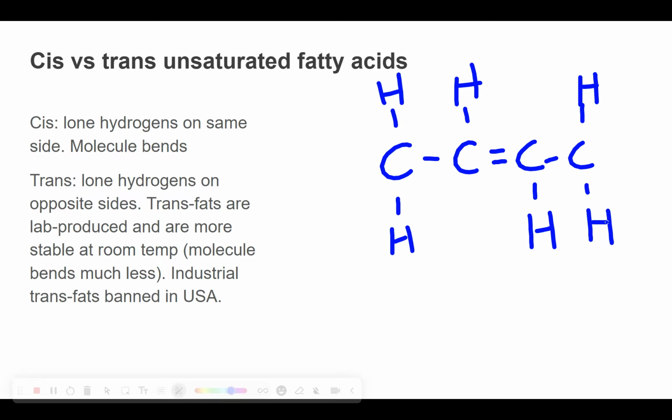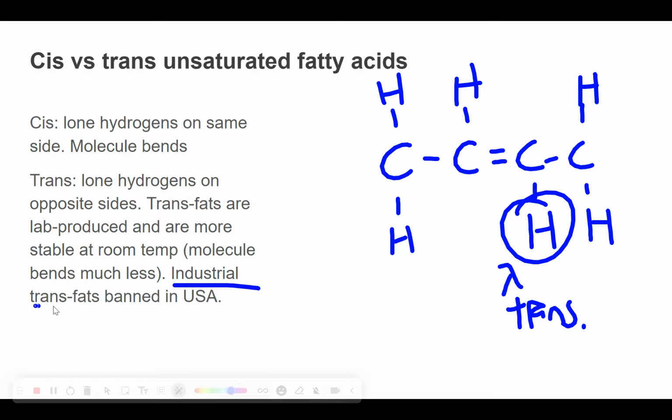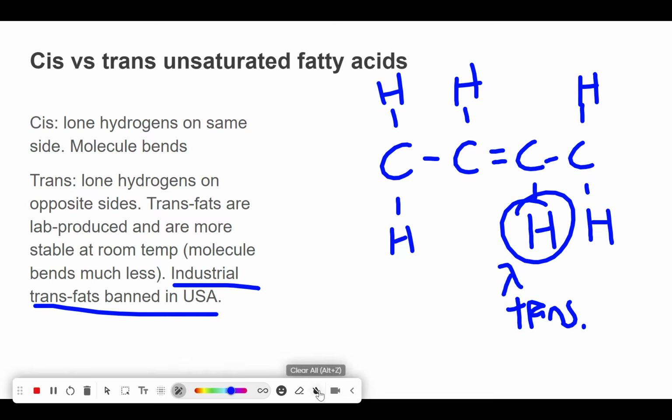And this would be what's making this a trans fat or a trans unsaturated fatty acid tail. And this is helpful in food production because it creates very shelf-stable food molecules and products. But they are actually not considered very healthy, and industrial trans fats are currently banned even in the United States.